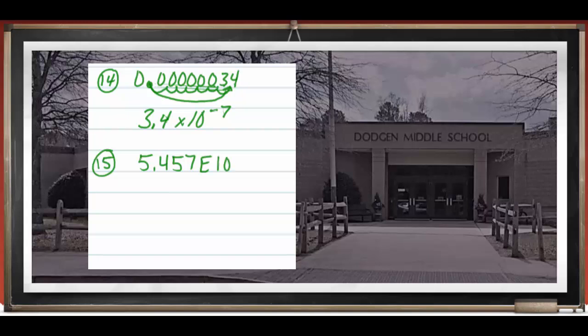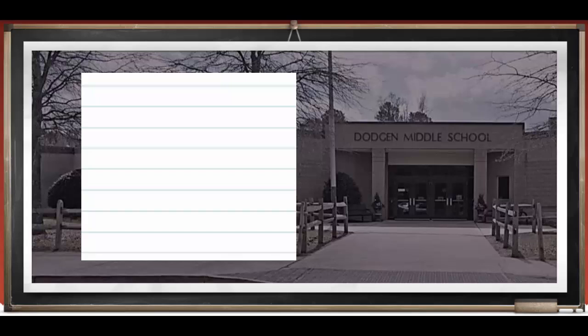5.457e10. Now we should remember from class that the e basically means times 10, and the value following the e is the power. So this is a quick, easy rewrite. 5.457 times 10 to replace the e and raise the power to the 10th power.